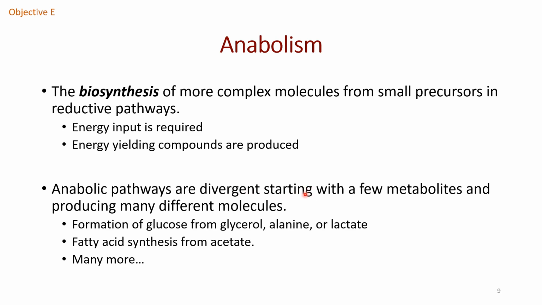Anabolic pathways are divergent, starting with a few metabolites, and they can produce a whole lot of different things. So we can form glucose starting with glycerol, we can form glucose starting with alanine, we can make glucose starting with lactate. So 3 different molecules you can start with, but as soon as you get into the gluconeogenesis pathway, pretty soon you're on a common track, and they all lead to the final product, which is glucose.